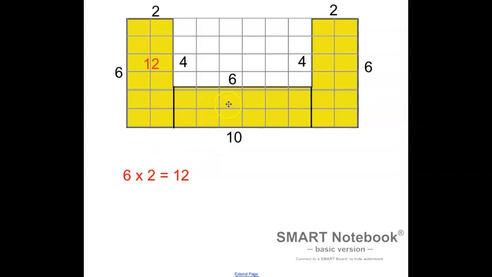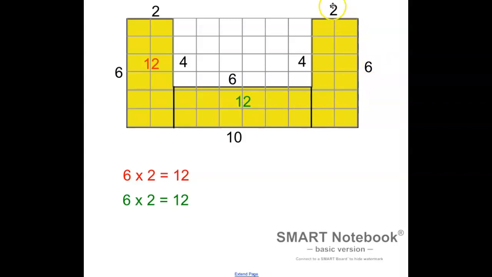Here we have 6 length. Don't let this 10 confuse you. This 10 is the length of the entire shape. Here we are just looking at this rectangle. So the length again is 6 units and the width is 2 units. So again, we have 6 times 2, which is 12. And here again, I'm going to just mark the 12 so that we can move on to our last rectangle.